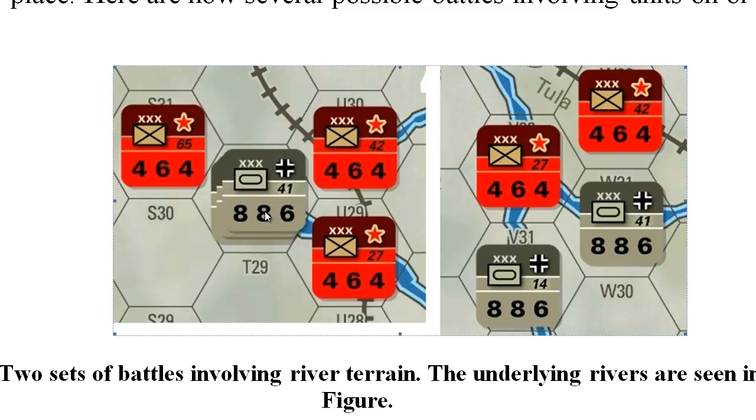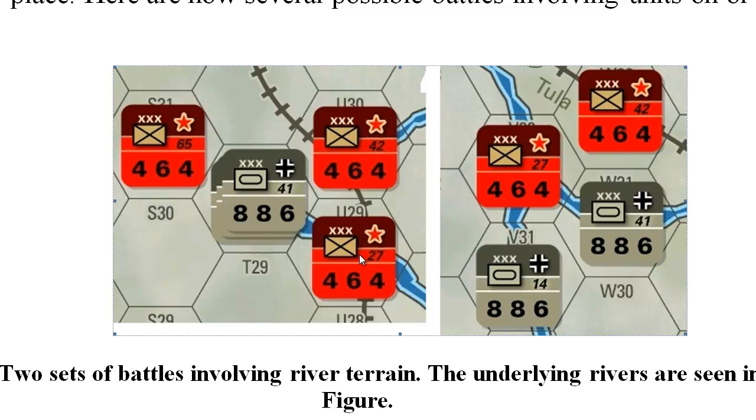The 886 underneath here is attacking a 464 here. The attack is proceeding along a river. While the Russian unit is on a river square and the German is on a river square, they're on adjacent squares of the same river, so the river has no effect, and we have here another 8 to 6 or 1 to 1.